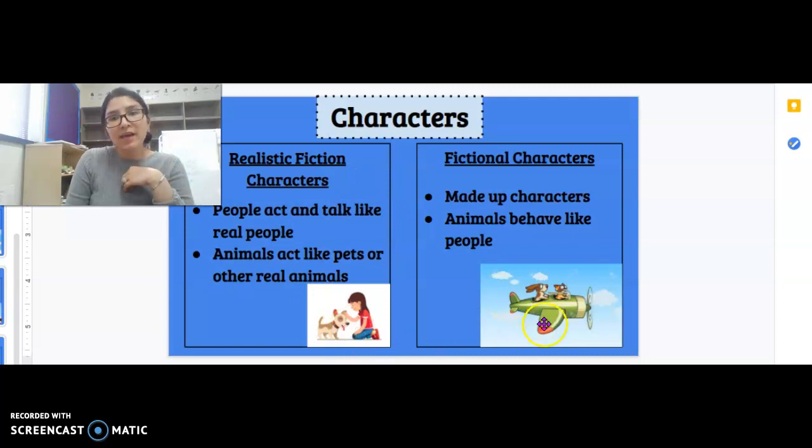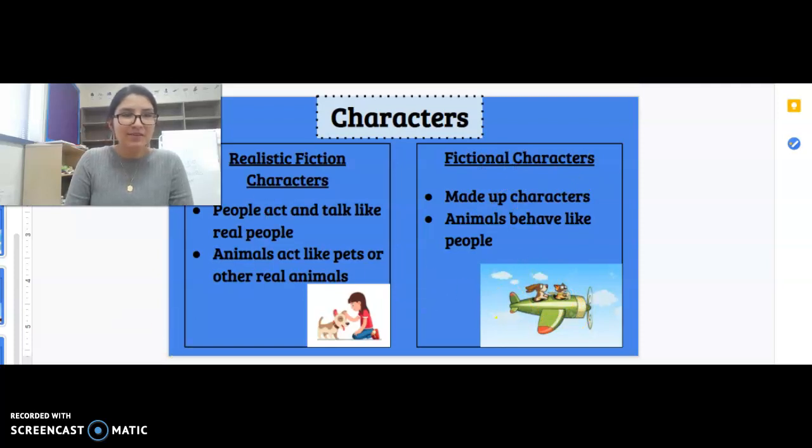Now, if you have made-up characters, such as animals behaving like people and flying planes, or standing upright, wearing clothes, and people who have wands and magical powers, then that is not an example of a realistic fiction story. That's an example of a fictional story, okay?